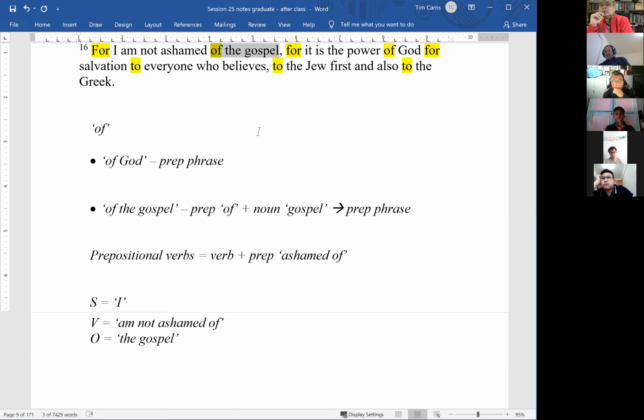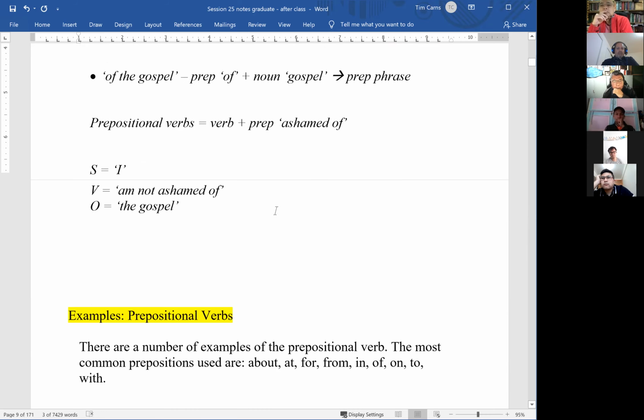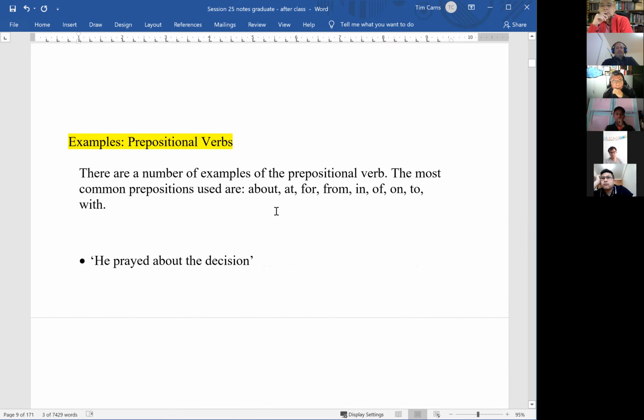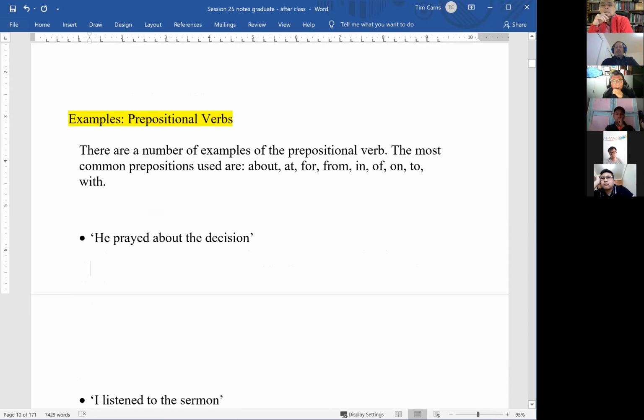Okay, well, let's look at these prepositional verbs. We'll spend a little time. Again, there are a number of examples. The most common prepositions you will see used with these verbs are the ones that I show here: about, at, for, from, in, of, on, to, and with. Don't worry about memorizing those. I'm just giving you that as a piece of information. It's not all 150 prepositions that you will see connected to verbs like this. There's only really a handful.